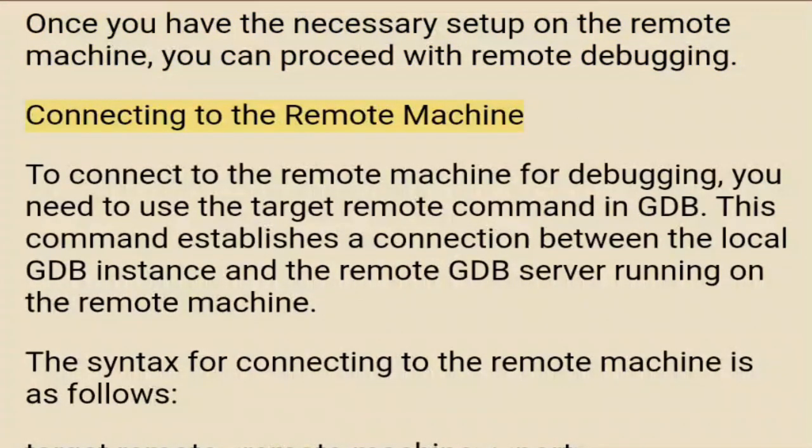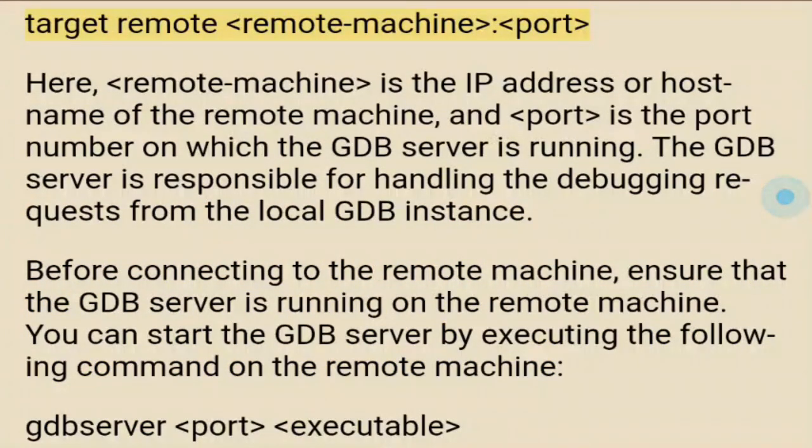Connecting to the remote machine. To connect to the remote machine for debugging, you need to use the target remote command in GDB. This command establishes a connection between the local GDB instance and the remote GDB server running on the remote machine. The syntax for connecting to the remote machine is as follows: target remote <remote machine>:<port>.